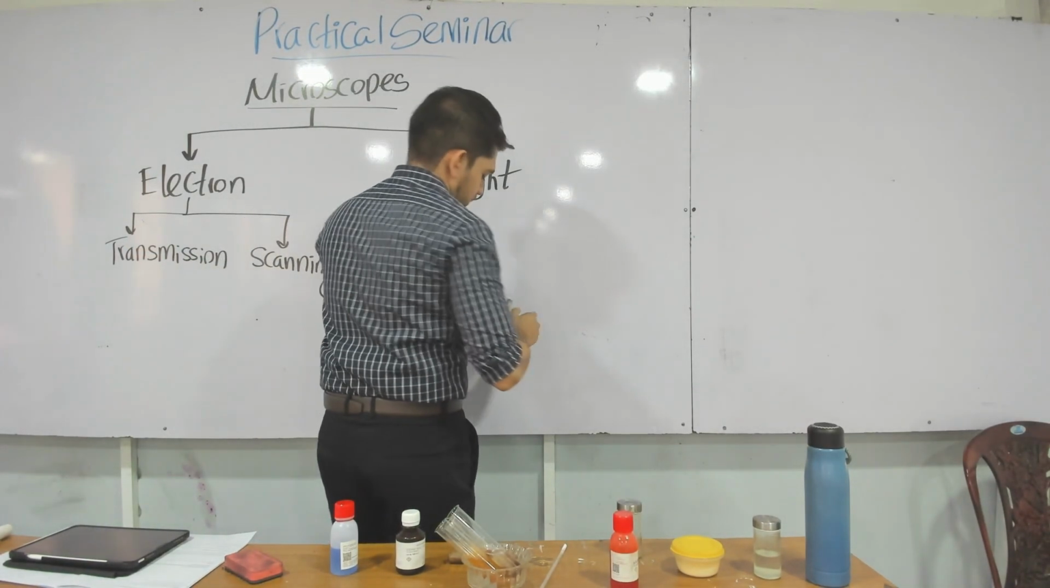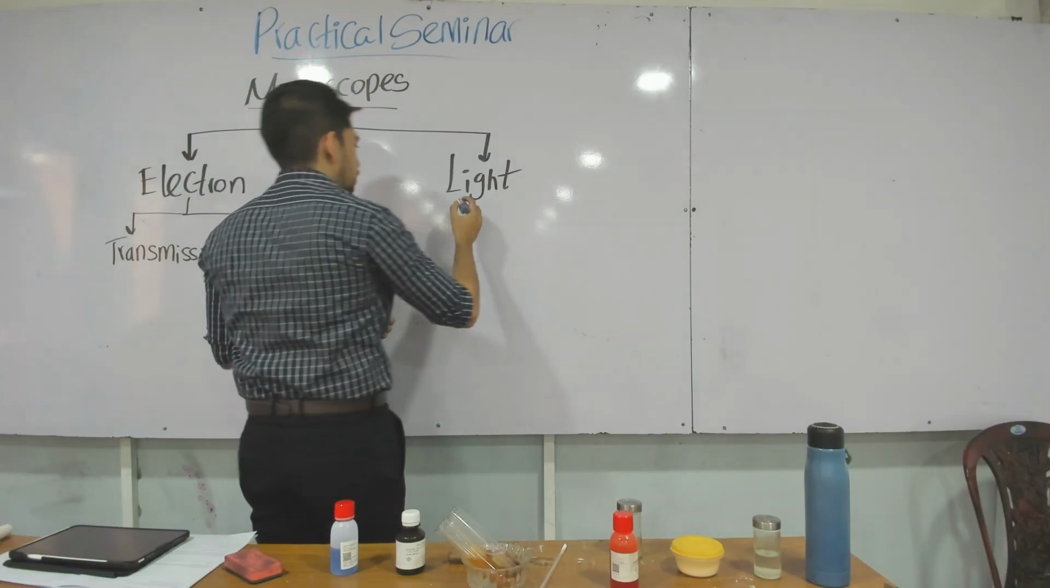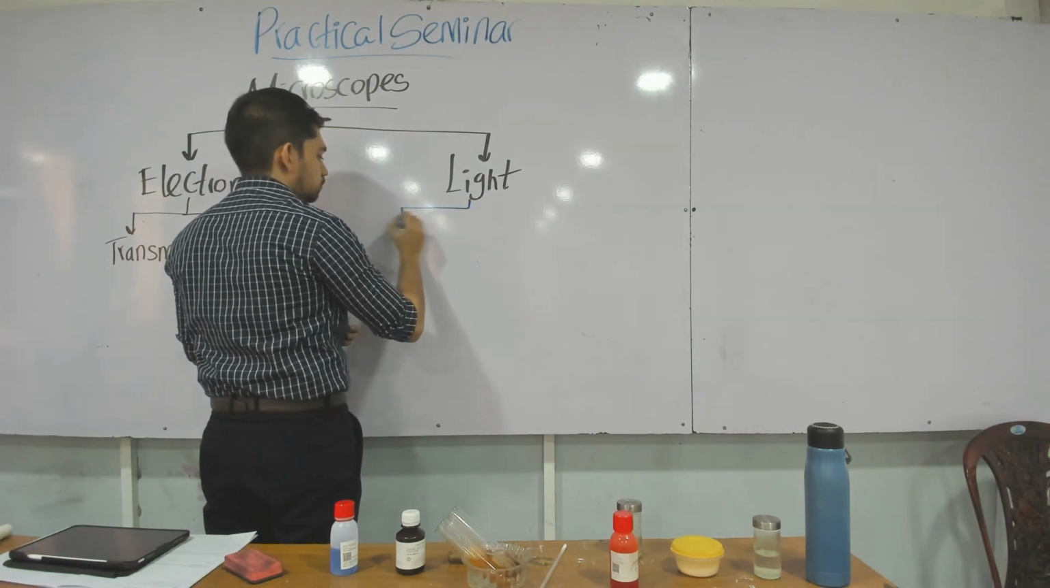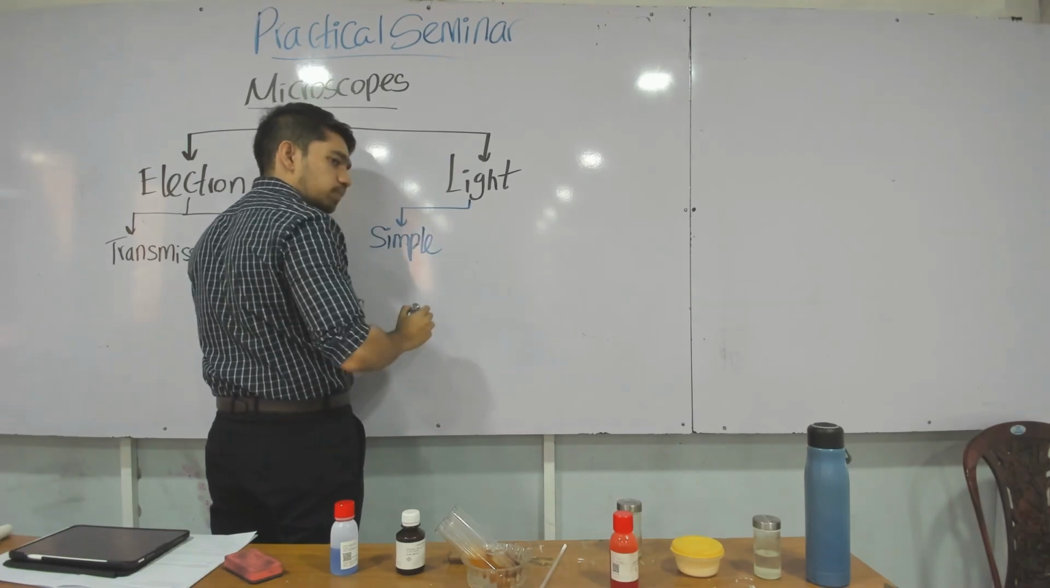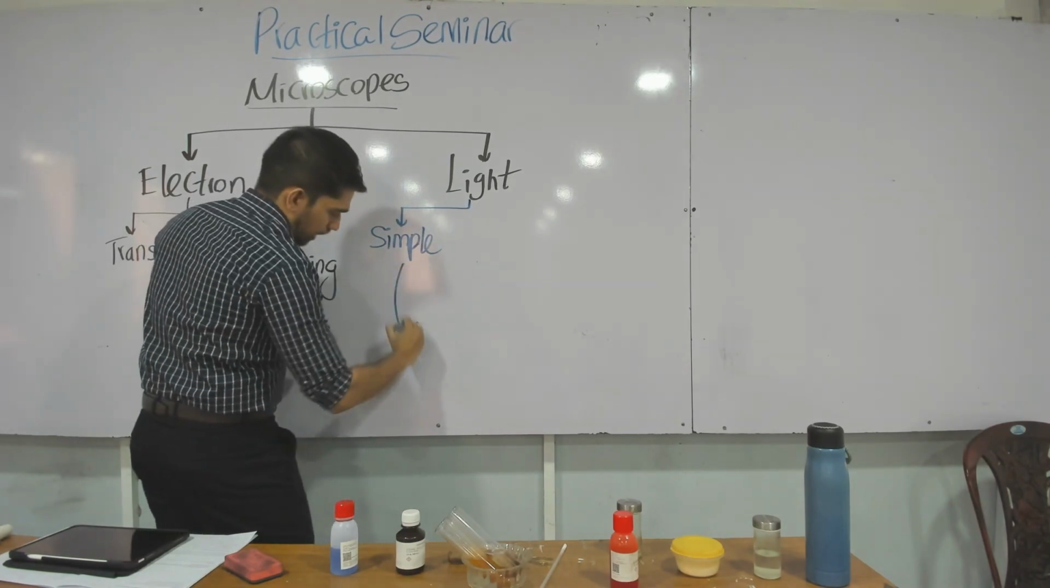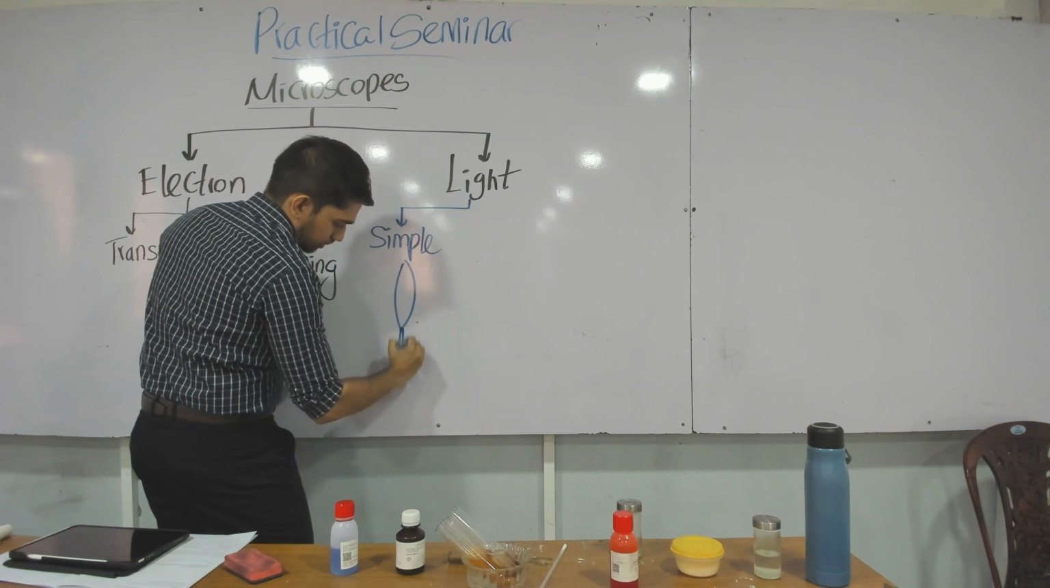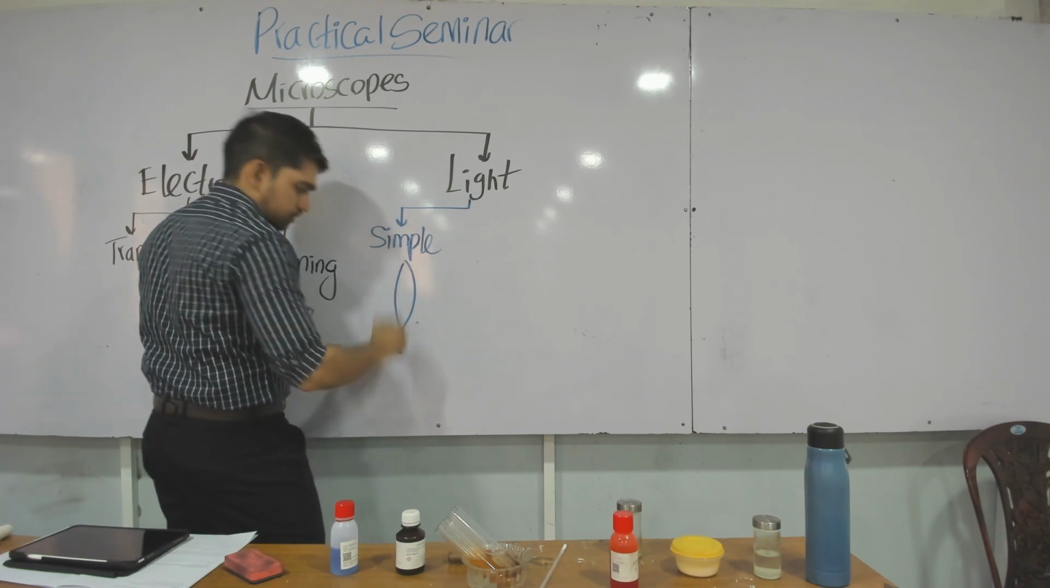Light microscopes can have two main types. You can have a simple microscope. What is a simple microscope? A single handheld lens.